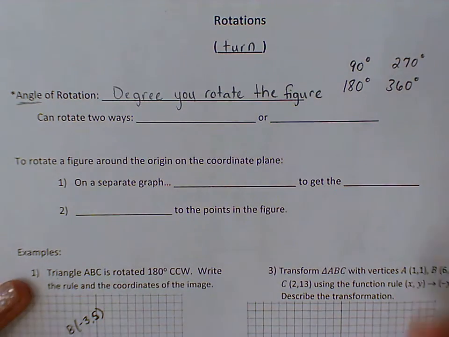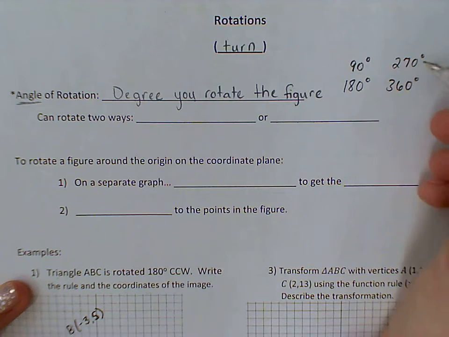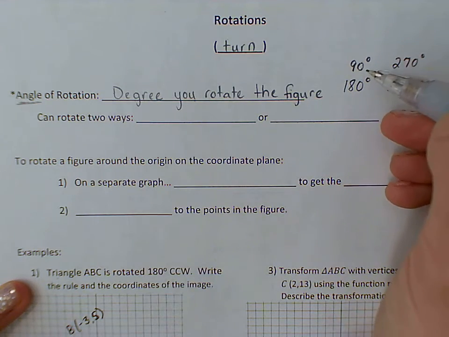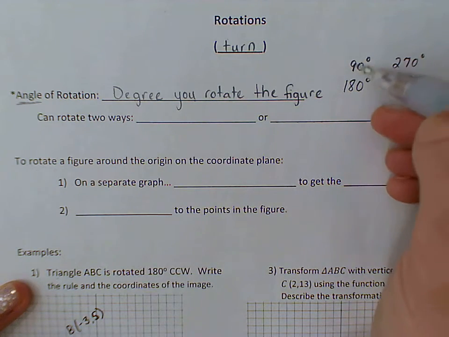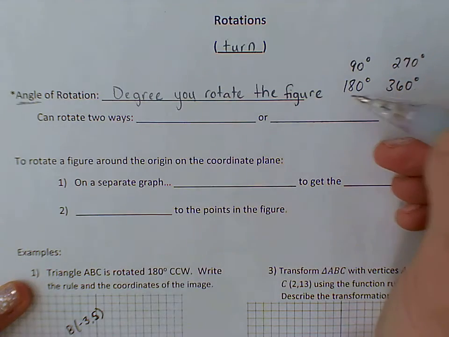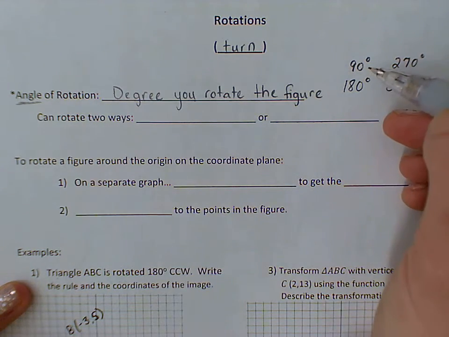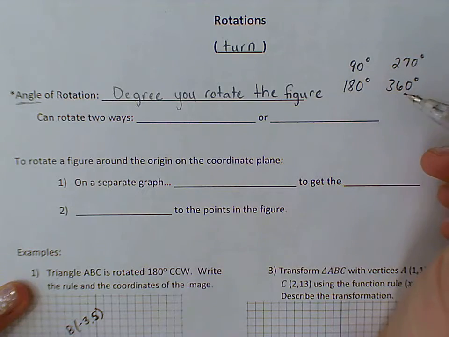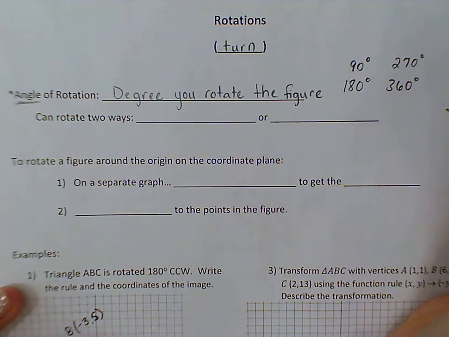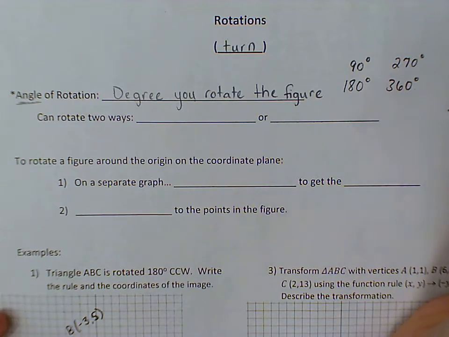Now, if you notice, these go in increments of 90. So like if I take 90 and I add 90, I get 180. If I take 180 and I add 90, I get 270. If I take 270 and add 90, I get 360. So we're kind of focusing in on the 90 degree turns, or the quarter turns, okay?